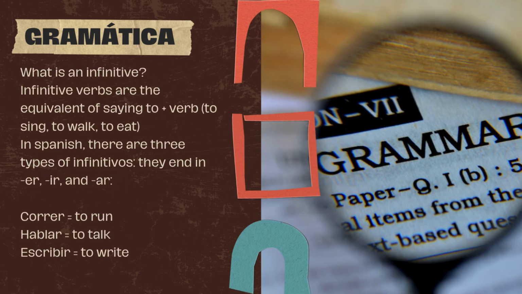What follows your form of gustar, meaning it has not been conjugated yet for anyone or anything? What is an infinitive? An infinitive is the equivalent of saying to plus a verb in English. Examples: to sing, to walk, to eat. In Spanish, infinitives always end in one of three endings: AR, ER, IR. Examples: hablar is to talk, correr is to run, escribir is to write.